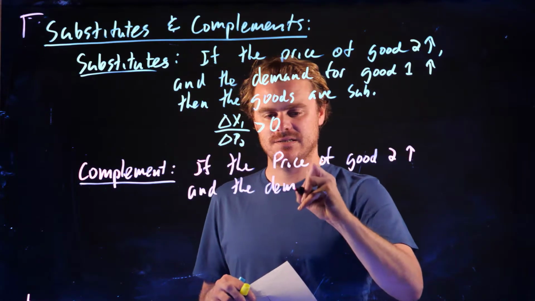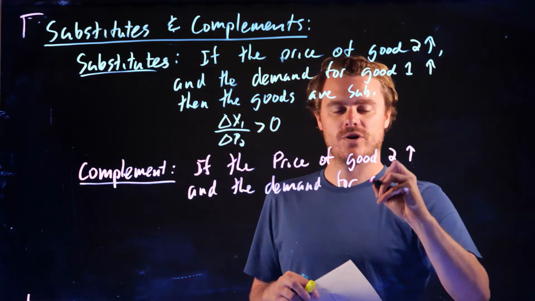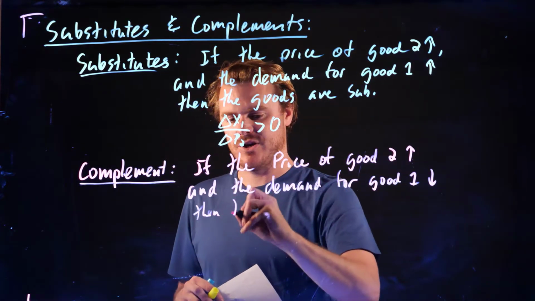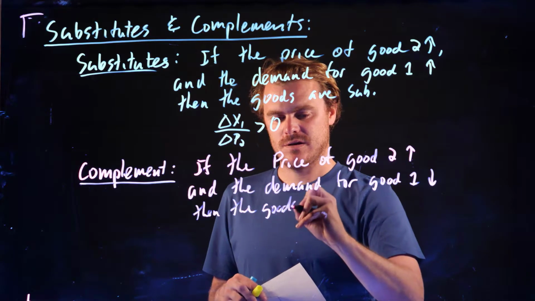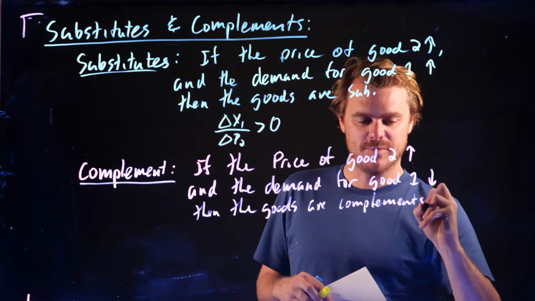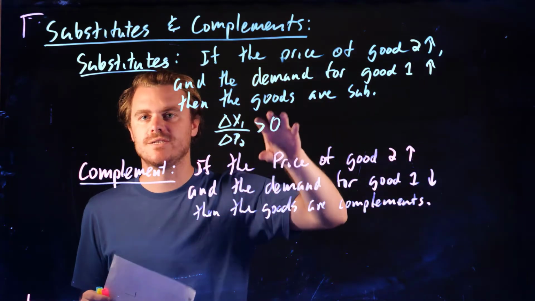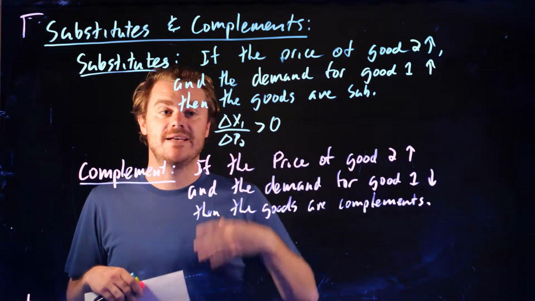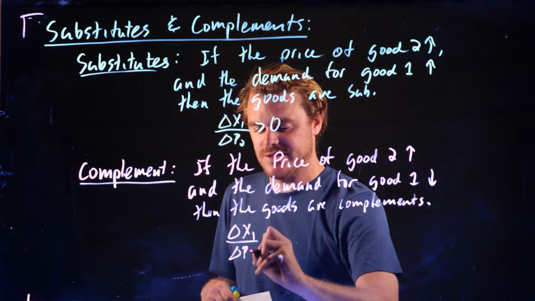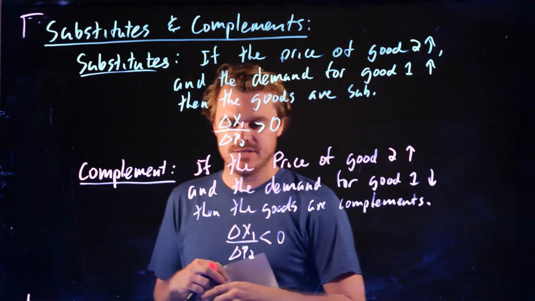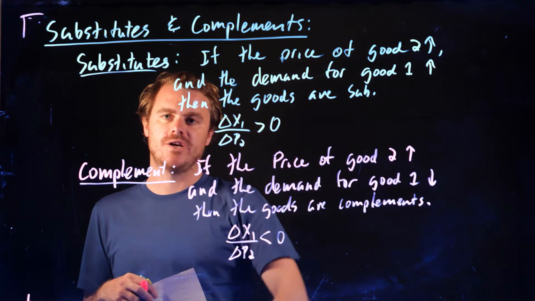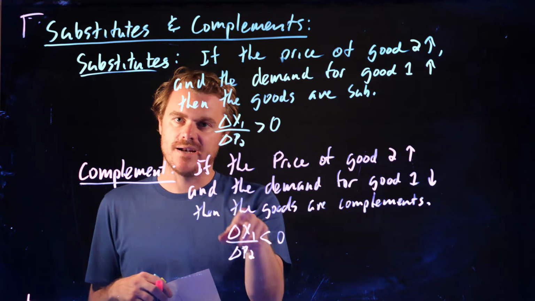and the demand for good 1 decreases, then the goods are complements. So we could have perfect complements and substitutes, but we can also have goods that aren't perfect substitutes or complements, but they exhibit these kinds of behaviors, right? So here, the change in x1 from a change in p2 is less than 0. So if we increase p2, that means x1 is going to go down to make this left-hand side less than 0.